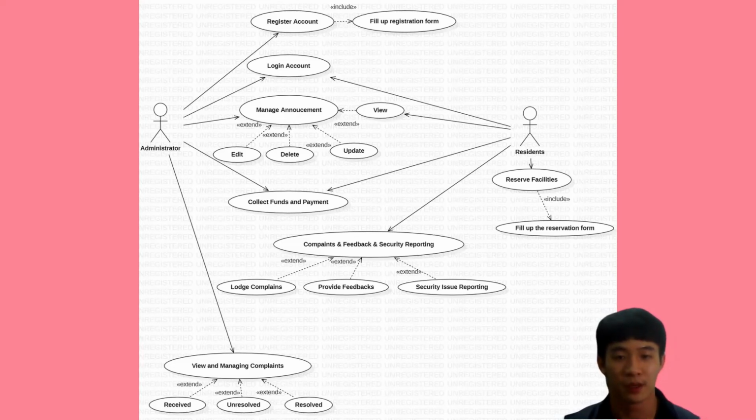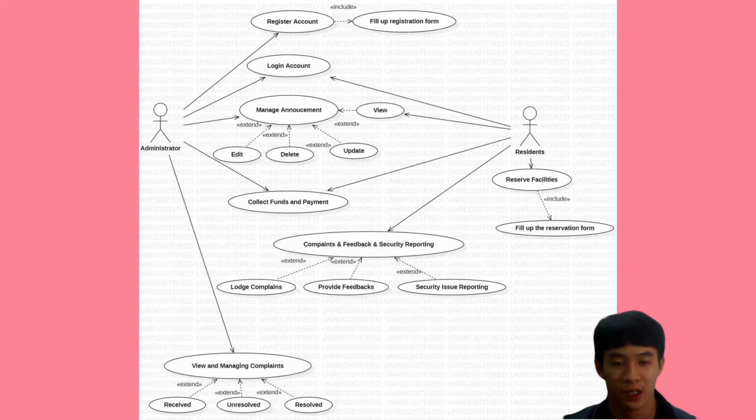The fifth function is complaints and feedback and security reporting. In this security reporting, only residents can lodge complaints, feedback, as well as report security issues. There are 3 extensions over here, which are lodge complaints, provide feedback, and security issue reporting. This is only accessible by residents. The sixth function is reserve facility. It includes fill up the reservation form, and this is also only accessible by residents.